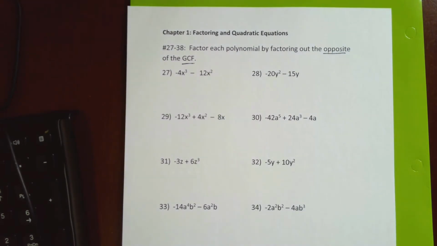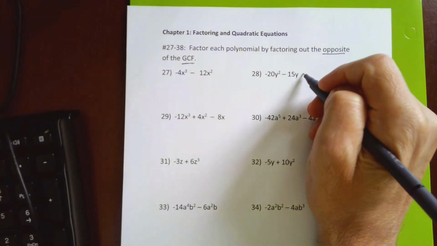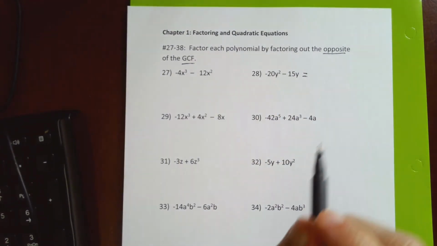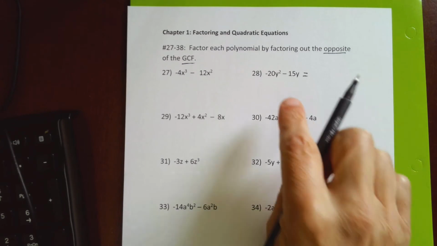That's the GCF made negative. So that's what I'm going to do for each one of these problems. I'm going to identify the GCF, and I'm going to put a negative in front to find the opposite of the GCF, and I'm going to shove that in front of a parentheses. So in problem, I'm not going to worry about the signs, I'm just going to worry about the numbers.